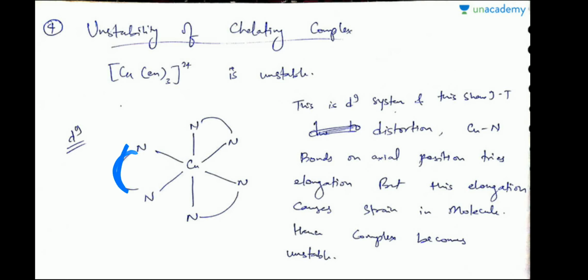These are the bonds which are formed because of the chelating ligand. If you want to stretch these two bonds, you will feel a lot of strain in them. Due to this increase in strain in the molecule, the complex becomes very less stable, or very unstable. So this is the consequence of Jahn-Teller distortion on the chelating complexes.